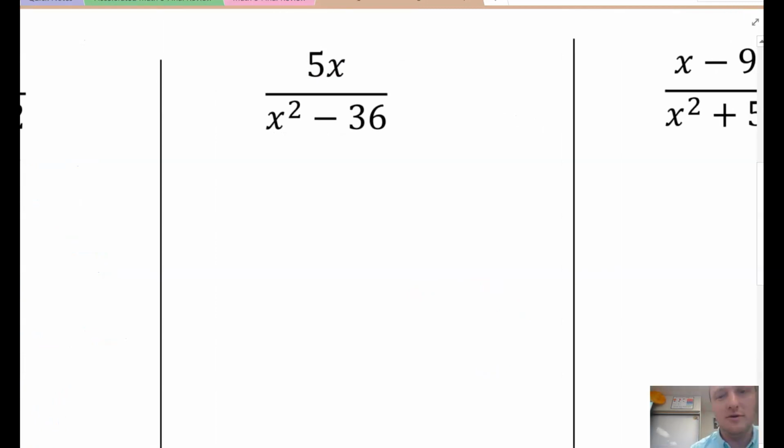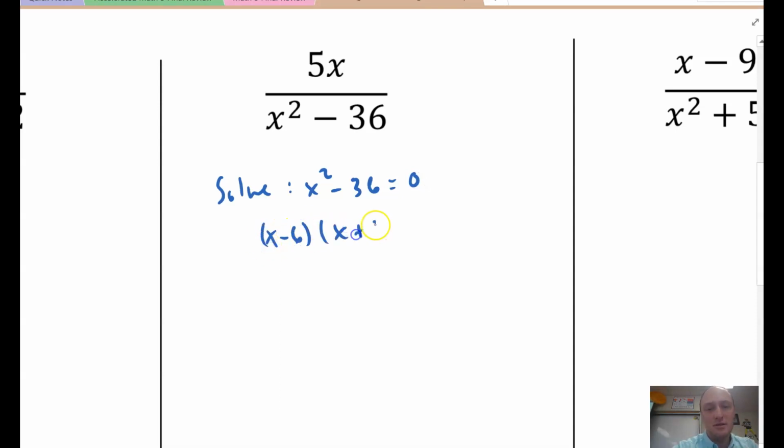Round 2. Okay, so we're going to go ahead and solve for when x squared minus 36 is equal to 0. So I'll factor: x minus 6, x plus 6. That's what we call difference of squares. Equals 0. X plus 6 equals 0.